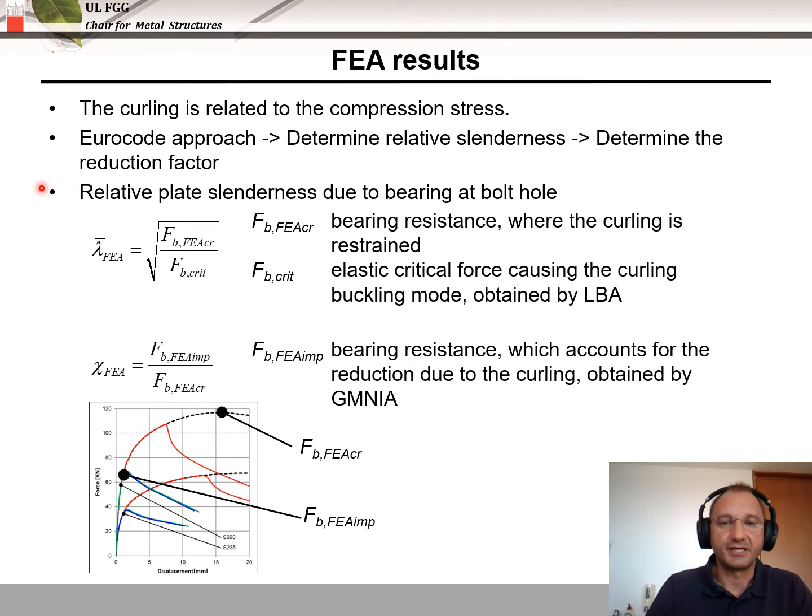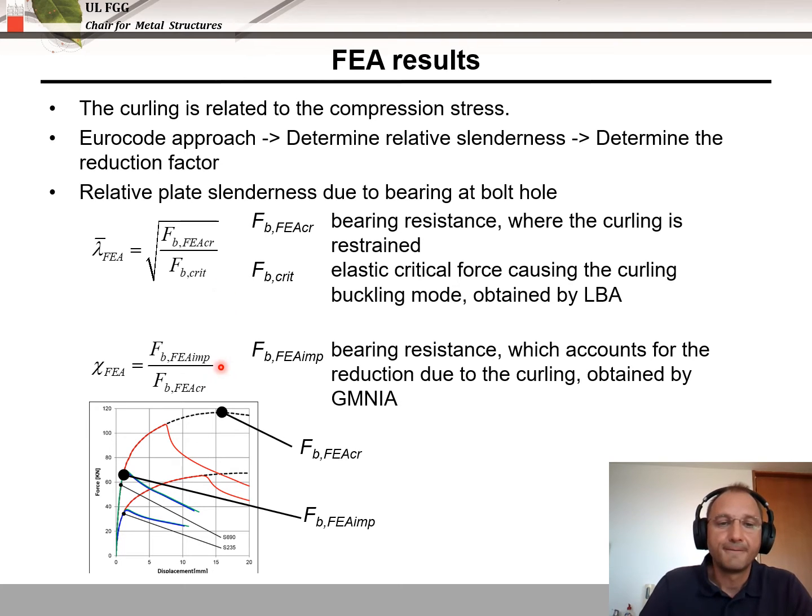Because the curling is associated with compression stresses, we decided to use the Eurocode approach to determine the relative slenderness of the plate due to bolt bearing, and further on to determine the reduction factor. The relative plate slenderness due to bearing at the bolt hole is calculated as the square root of the ratio of the bearing resistance where the curling is restrained, and in the denominator the elastic critical force causing the curling buckling moment, which was obtained by linear buckling analysis.